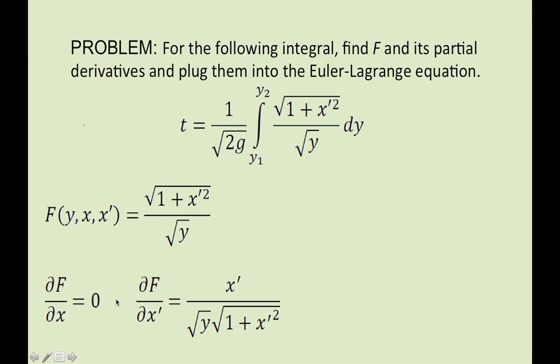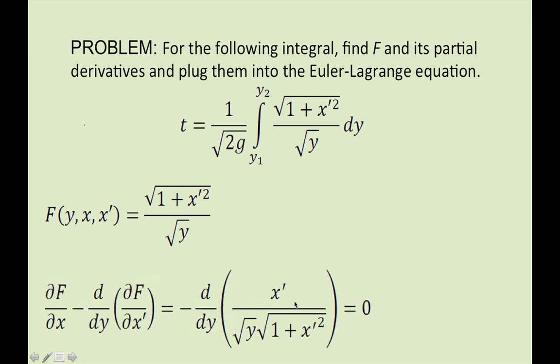The partial derivative with respect to x is 0, and the partial derivative with respect to x prime is this expression. We're going to go ahead and plug these expressions into the Euler-Lagrange equation. We end up with an equation where the negative of d dy of this expression is 0. That means that we can take this expression inside of the parentheses and just set it equal to a constant.